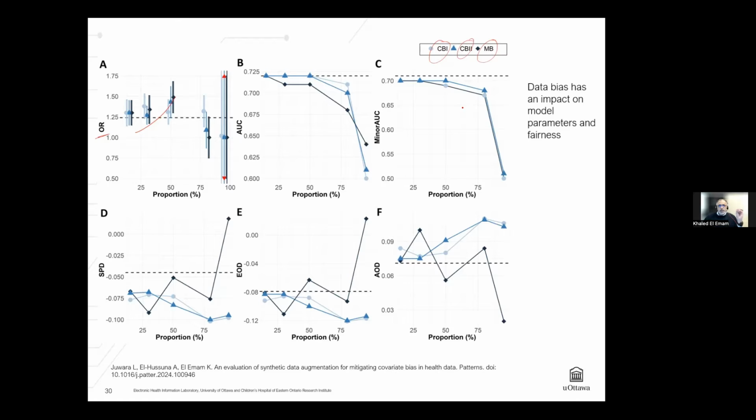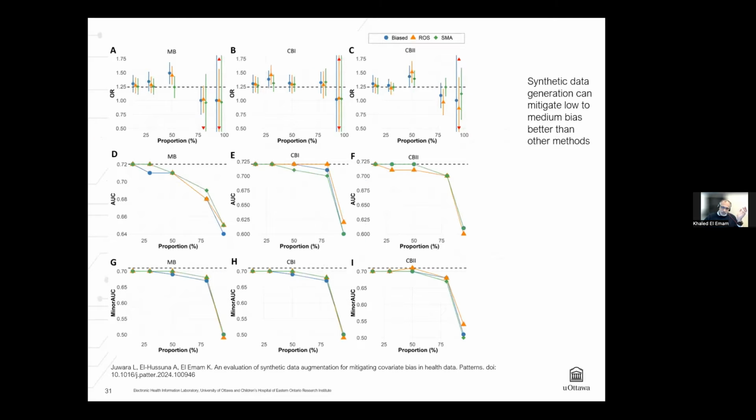So the biggest effects we saw were on the parameter estimates. In terms of prediction accuracy, it was okay. You have to have some pretty strong bias for prediction accuracy to be affected, but for parameter estimates, bias had a big impact relatively quickly. And then at the bottom here are three different types of fairness metrics, and so fairness is affected quite rapidly by bias. As you can see, as you introduce bias, your fairness tends to degrade quite quickly for different types of fairness metrics.